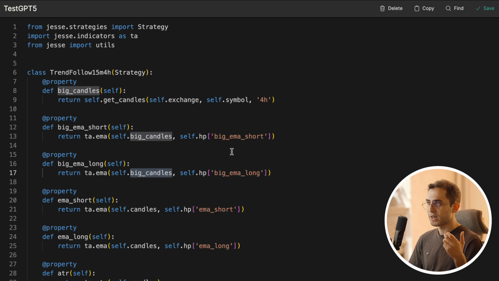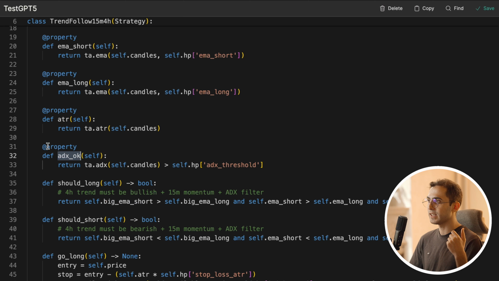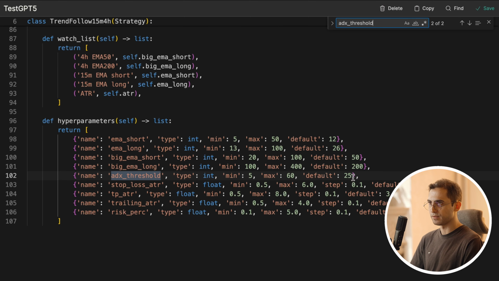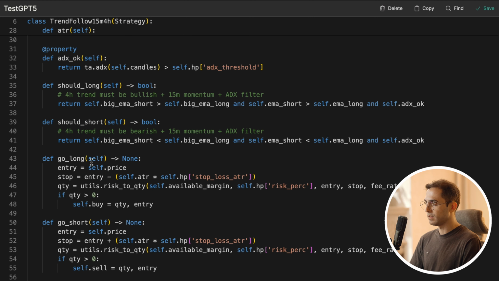It already prepared the strategy for optimization as well. And then it defined an ADX filter saying that the current ADX must be above the threshold. Now let's see what's the value for it. So by default, it is 25. Okay. And next, it defined the entry rule of the strategy as the big EMA short must be above big EMA long. So we're waiting for a crossover basically. And then the EMA short must also be above EMA long and ADX must be okay.